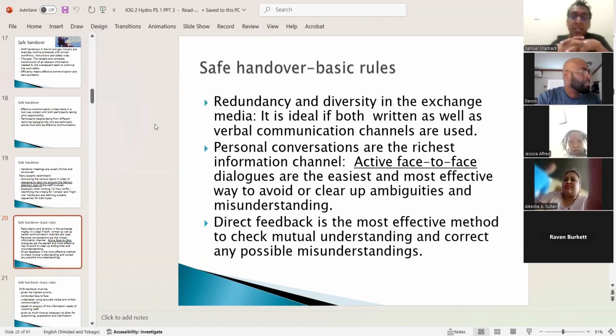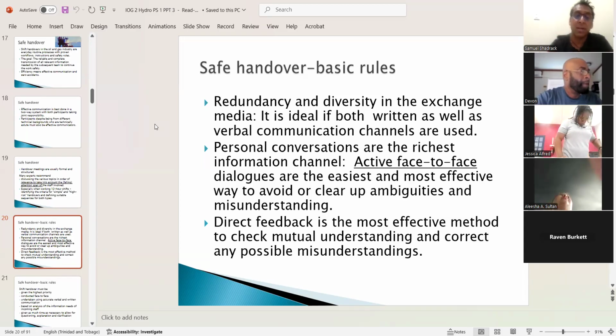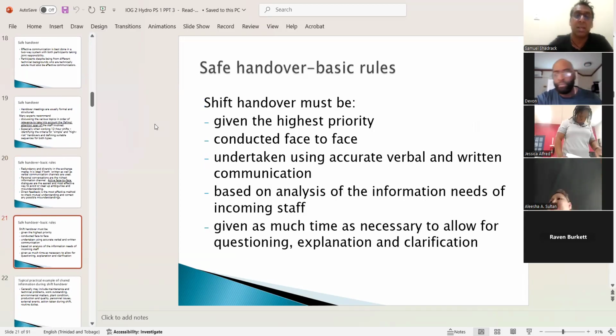Active face-to-face dialogues are the easiest and most effective ways to avoid or clear up ambiguities and misunderstanding. Direct feedback is the most effective method to check mutual understanding and correct any possible misunderstanding.